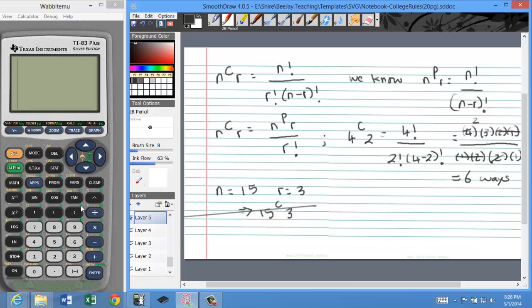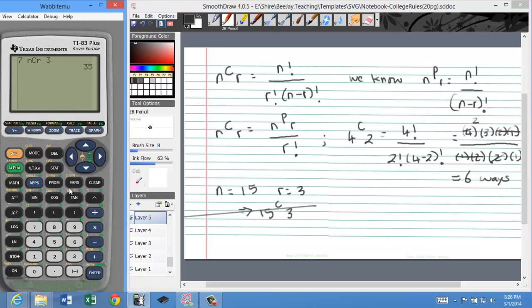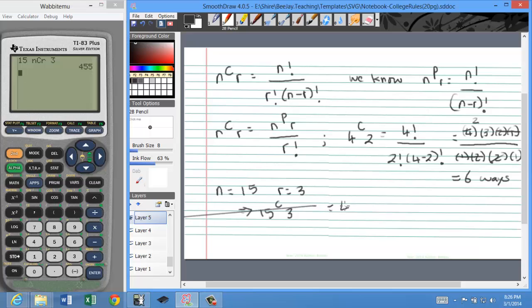Using a calculator, we could see that 15C3 is nothing but 15, math, PRB, then 3, and 3. 15C3 is what we have, and if you press that, you'd find it to be 455. So it's 455 ways. The next time you'd want to do combinations, I would highly recommend that you use a calculator.